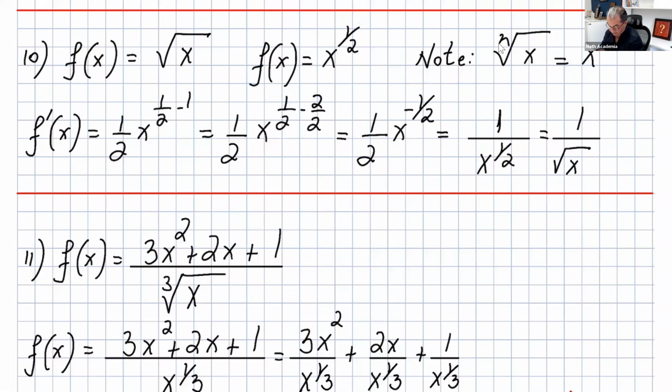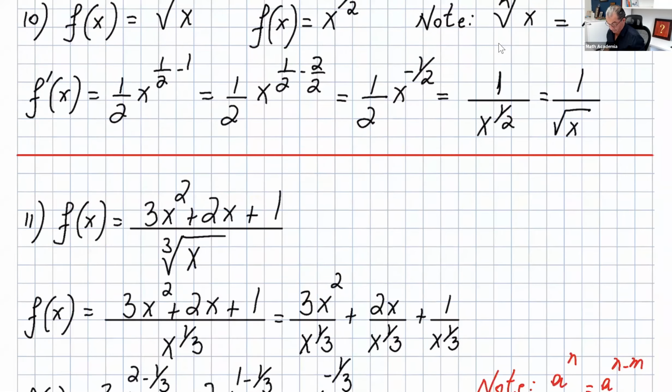So the derivative is going to be 1/2 x to the power of 1/2 minus 1. That's 1/2 x to the power of 1/2 minus 2 over 2, and that's negative 1/2. Change it to a positive exponent. So it's 1 over x to the power of 1/2, and x to the power of 1/2 here is square root of x. If the problem has radicals, the answers must be with radicals also.